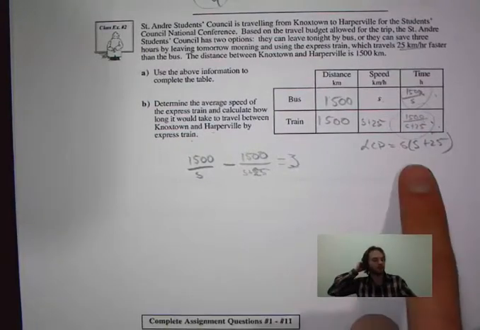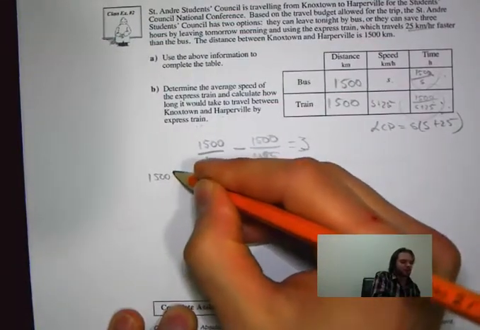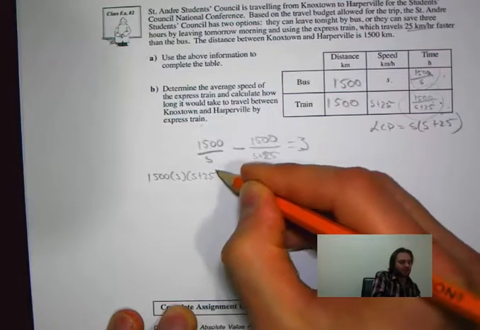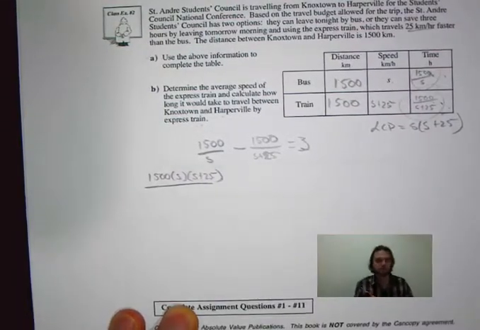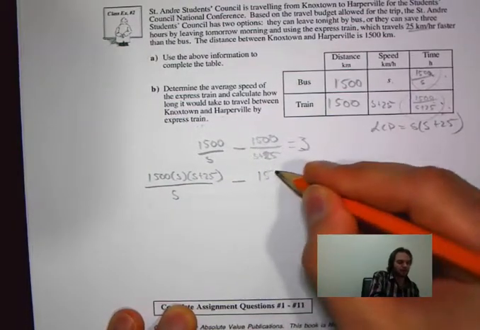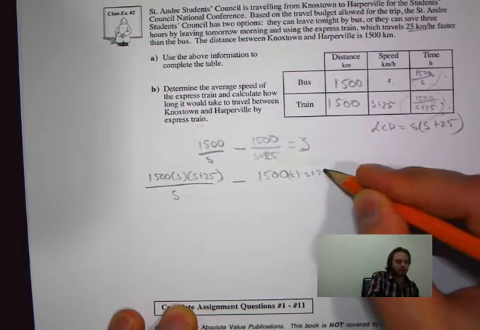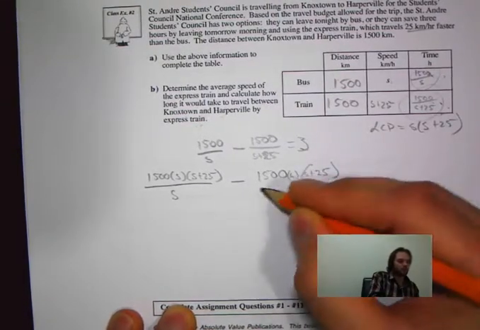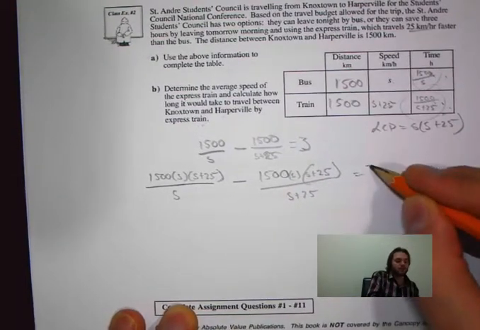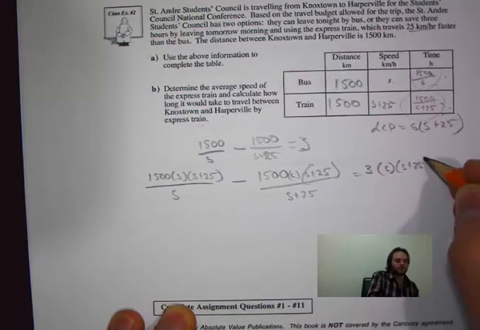So I'm going to multiply everything by S and then S plus 25. So we have 1,500 multiplied by S and then multiplied by S plus 25, all over S. And then we're going to subtract 1,500 multiplied by S, then S plus 25, all over S plus 25, is equal to 3 times S times S plus 25.